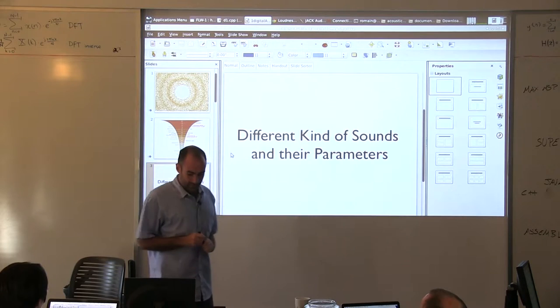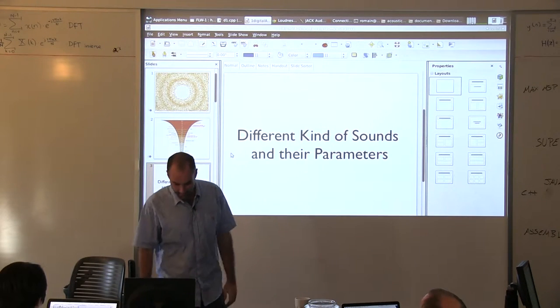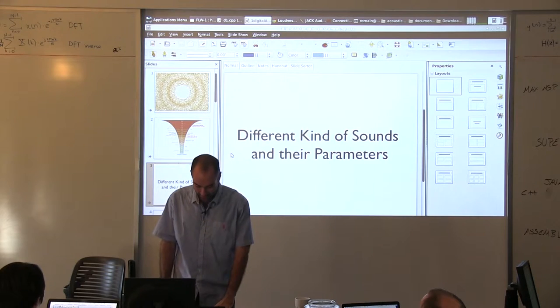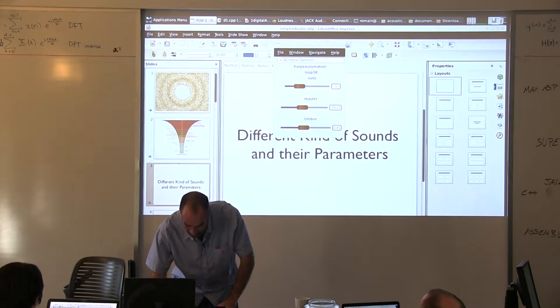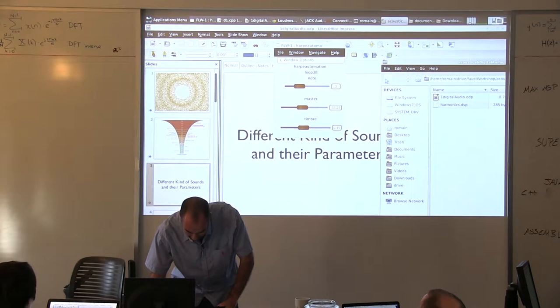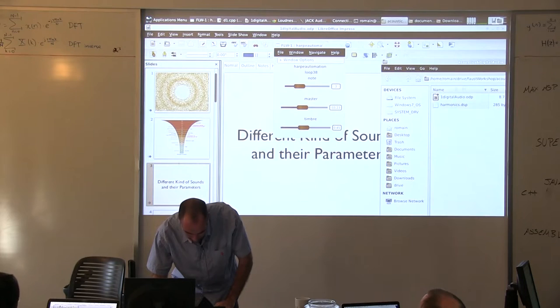So, different kinds of sounds and their parameters. As we said, there are different kinds of sounds, and I actually made a nice little Faust program to demonstrate that. I'm going to open it in a new window.